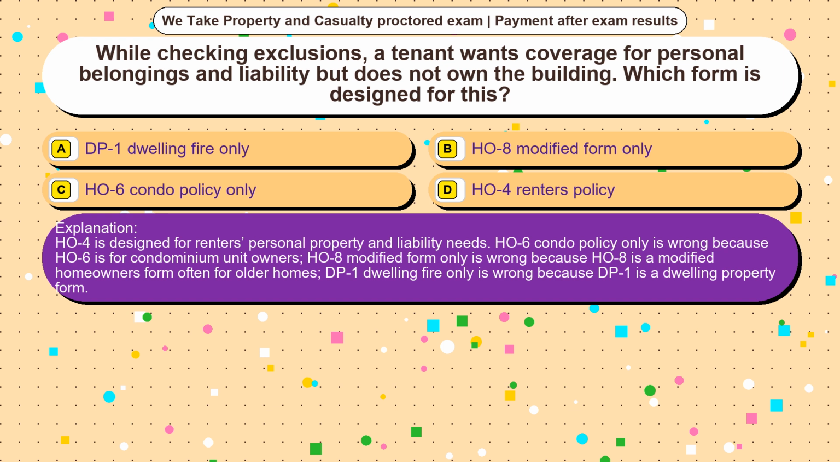HO6 condo policy only is wrong because HO6 is for condominium unit owners. HO8 modified form only is wrong because HO8 is a modified homeowners form often for older homes. DP1 dwelling fire only is wrong because DP1 is a dwelling property form.